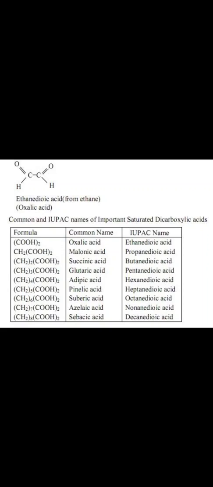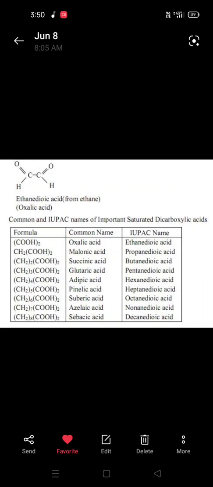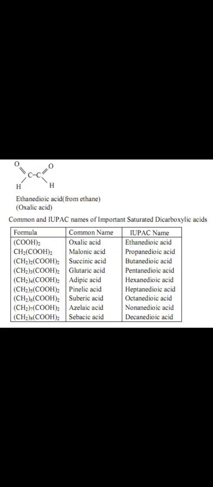Sebacic acid, so that is ten carbons present in the dicarboxylic acid, that is sebacic acid, decanedioic acid. So using ethyl acetate, we prepare dicarboxylic acids from oxalic acid to sebacic acid. So these are the many dicarboxylic acids we prepare. How to prepare these dicarboxylic acids?